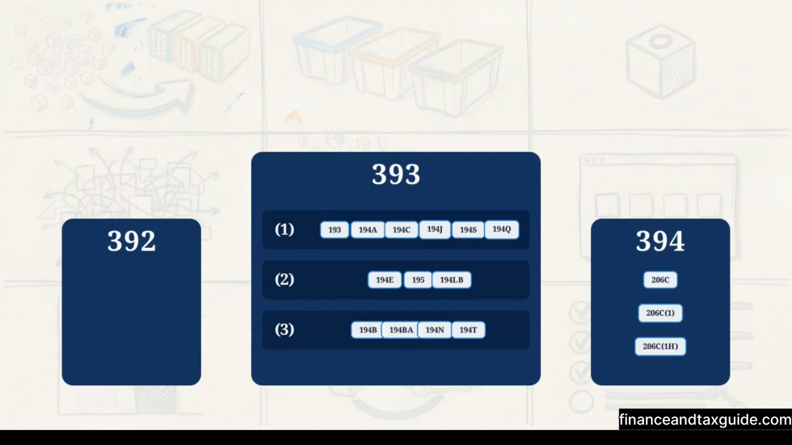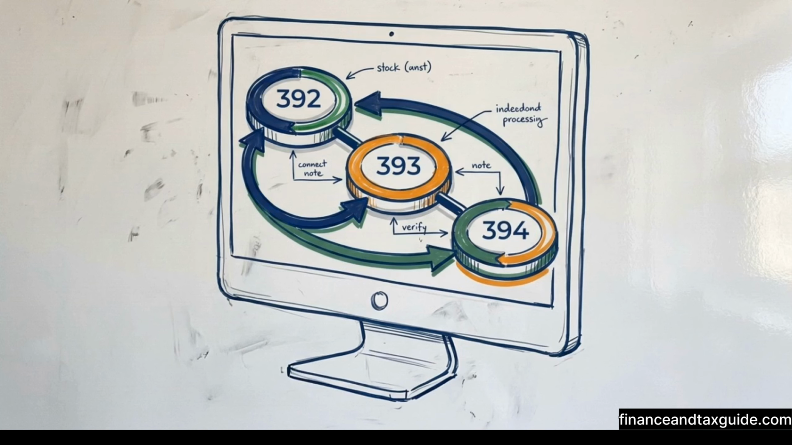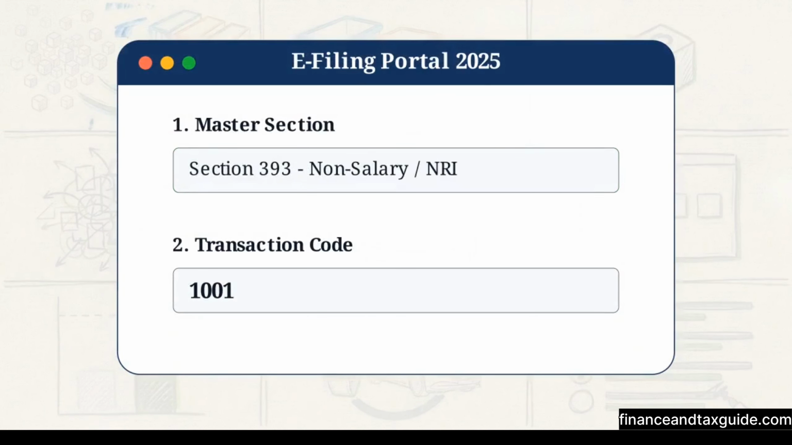All tax collected at source provisions are now unified under the single umbrella of Section 394. Memorizing these three primary buckets is the required mental foundation for interacting with the new e-filing portal. Selecting a section number is the first of two mandatory inputs for e-filing under the new portal logic.